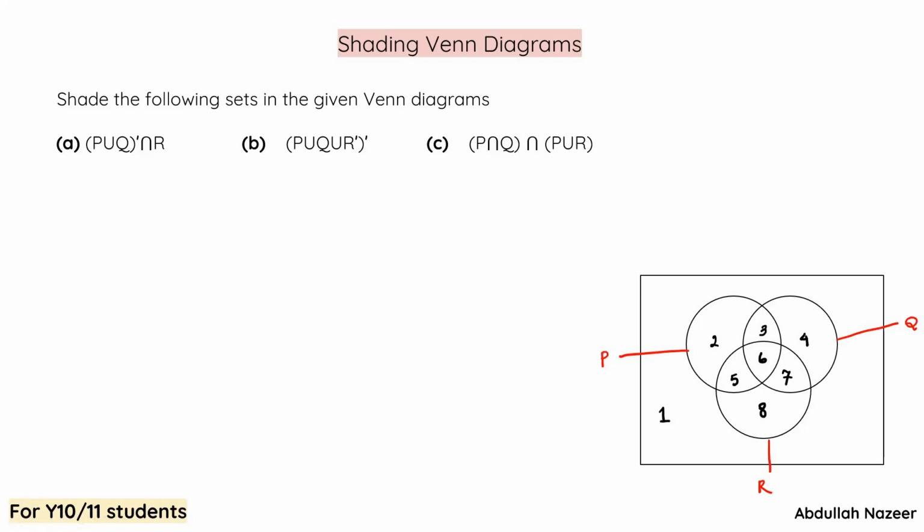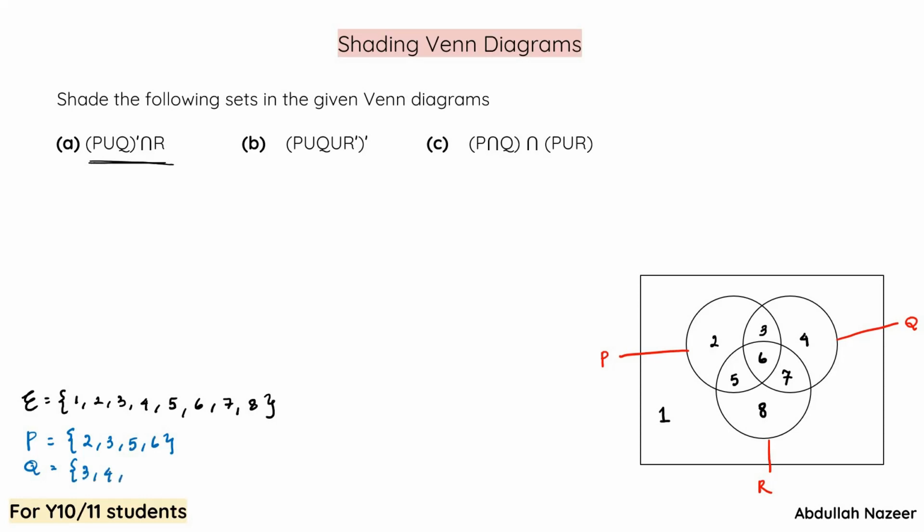So the first one that we need to find is P union Q complement intersection R. Like in our previous video, let's define the universal set and the individual sets in set listing form. The universal set is everything inside that rectangle, so that's 1, 2, 3, 4, 5, 6, 7, and 8. And the individual sets are P, Q, and R, where P is 2, 3, 5, 6, Q is 3, 4, 6, 7, and R is 5, 6, 7, 8. So these are the basic sets we need to start off our numbering method.